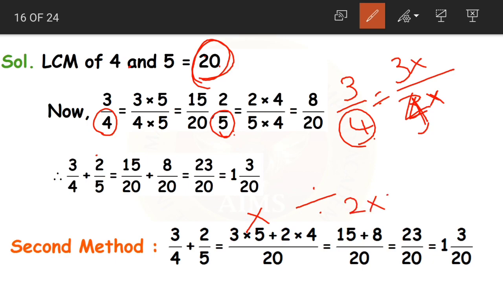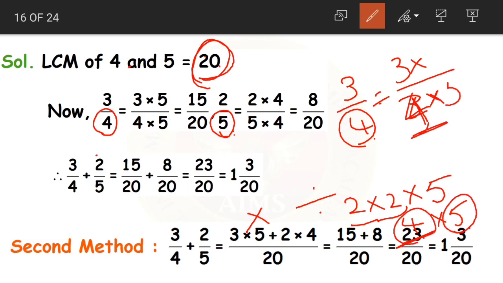Or else we can take the LCM. What LCM did we get? 2 into 2 into 5. Now here 2 2s become 4, and then we have into 5. So 4 into 5. Now look at the denominator. We already have 4 from the LCM. 5 is missing. So multiply 5. Multiply both the numerator and denominator with 5. Clear, students? Why are we multiplying 5? So that the denominator of these fractions becomes equal to the LCM.